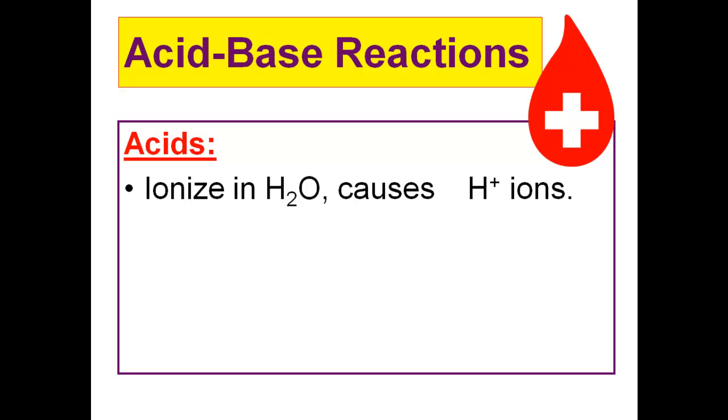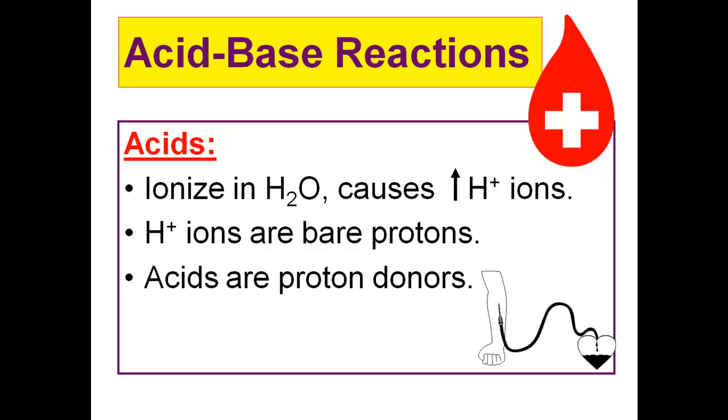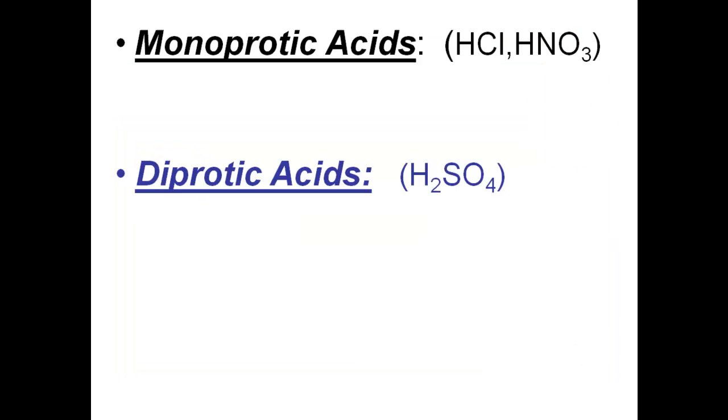So acids are substances that will ionize or dissociate in water. When you dissolve them, they go into ion form. This causes an increase in hydrogen ions. We're going to see an increased concentration of H pluses in solution form. These H ions are bare protons. There are no electrons around them. And acids are usually considered proton donors. So they give H pluses when they dissolve.